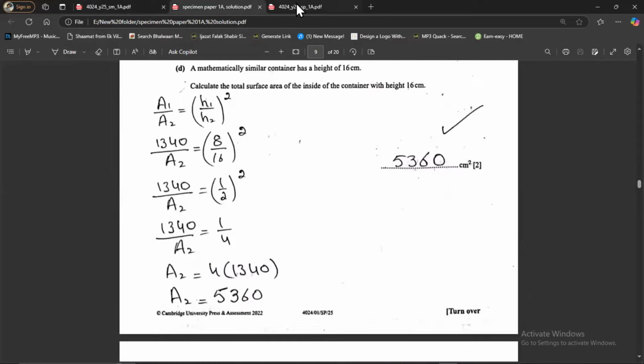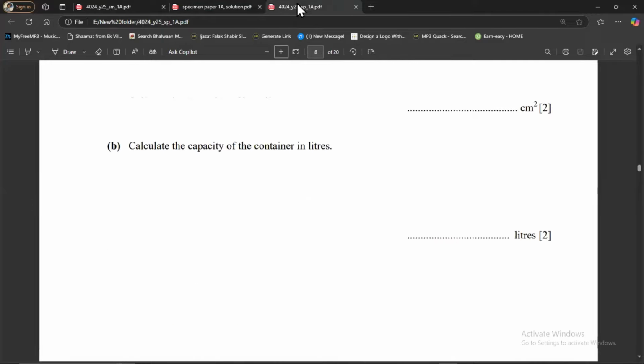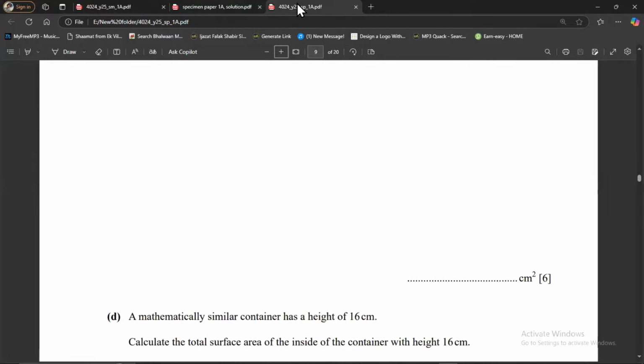So we are done with question number 10. Now we are going to the next question, that is question number 11.